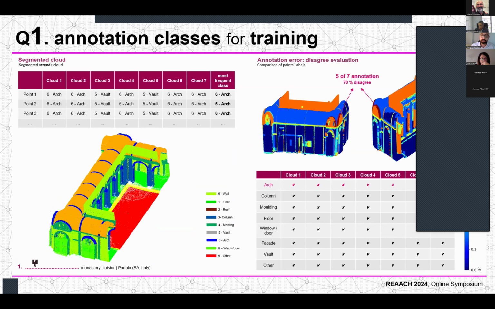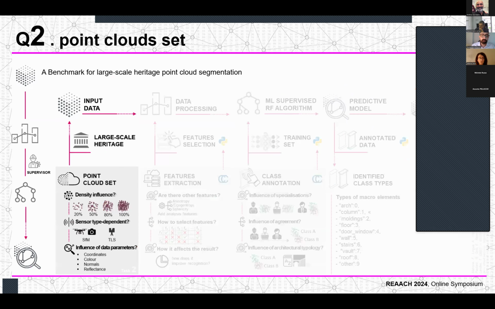For example, the REAACH class showed the highest degree of disagreement among the annotators at 70%. This process is currently underway for the other case studies in the dataset. This will allow the algorithm to be retrained and evaluate the actual improvement in class recognition. Further considerations were made about the quality of the starting dataset.